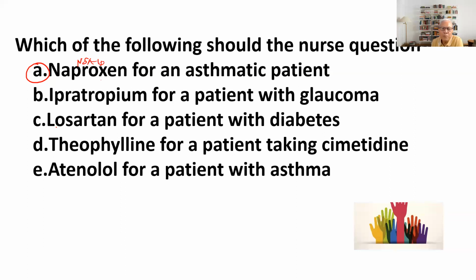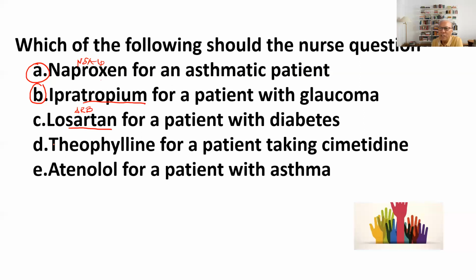How about ipratropium for a patient with glaucoma? Tropium, you remember, is an anticholinergic, and therefore it would be contraindicated in patients with glaucoma as well as BPH. So this would be something that you would question. And of course, losartan for a patient with diabetes. Sartan is an ARB, angiotensin receptor blocker, which we talked about yesterday. And we talked about its protective action on the kidneys, and that's why we give it to patients who have renal failure. So this would not be questioned, right?